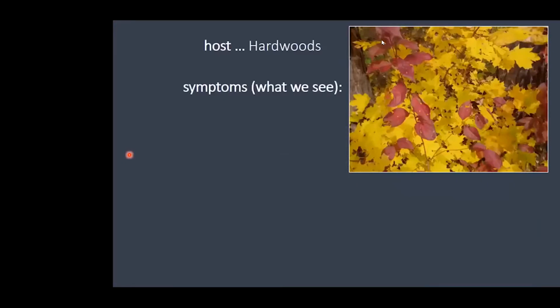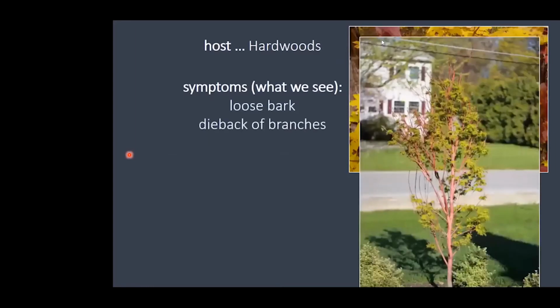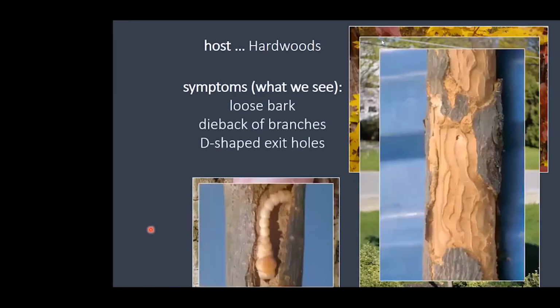For example, you're going out and looking at your trees, and you might be noticing some dieback of the branches, maybe limbs falling off. You look here and you see exit holes, and this is a D-shaped exit hole. It looks like this D is facing up right here. A lot of times that's a perfect indication that you might have yourself a flathead borer in your trees.